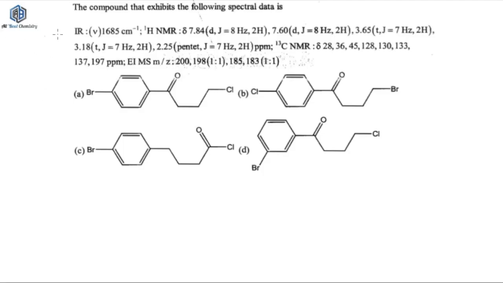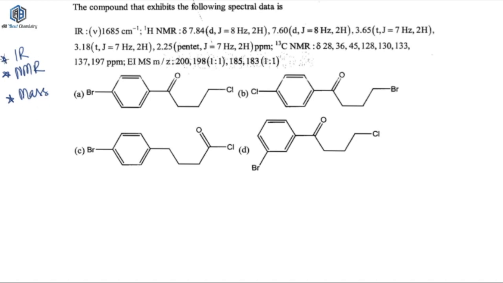Alright, so we'll discuss this question over here, and it was asked from organic spectroscopy for 4 marks in the CSIR June 2019 exam. To solve this question, you need to know three things. First is IR spectroscopy, second is NMR spectroscopy, and third is mass spectrometry. You should have a thorough knowledge of these three things.